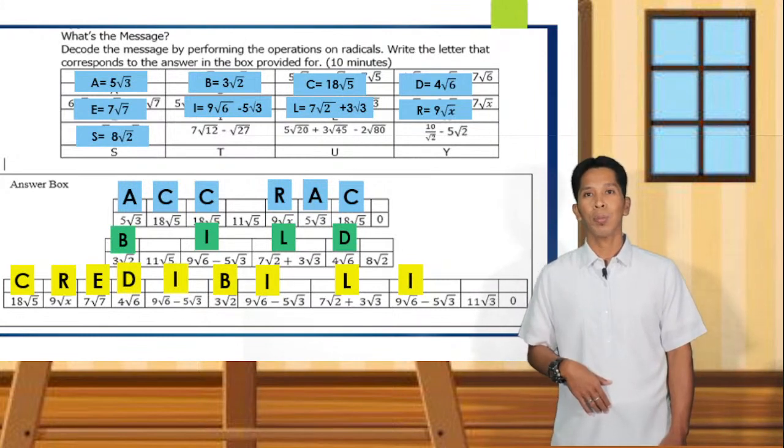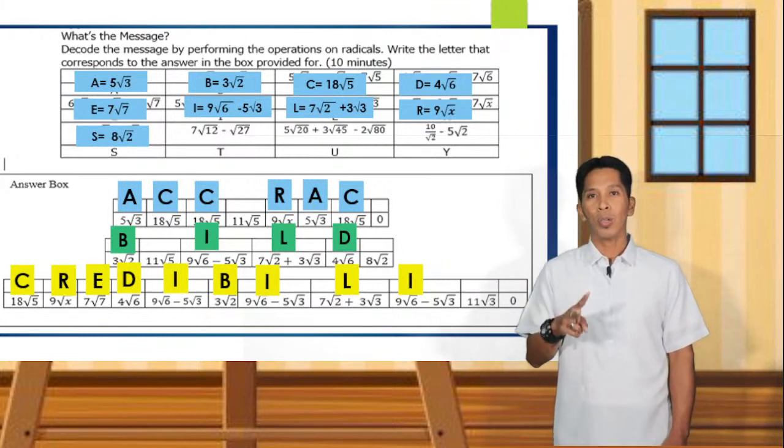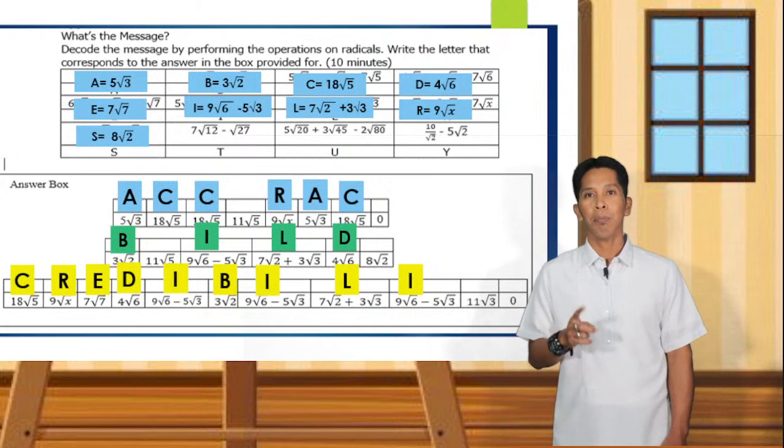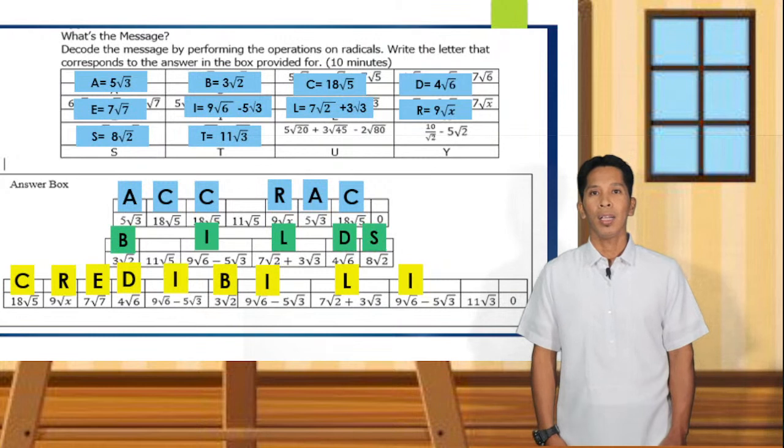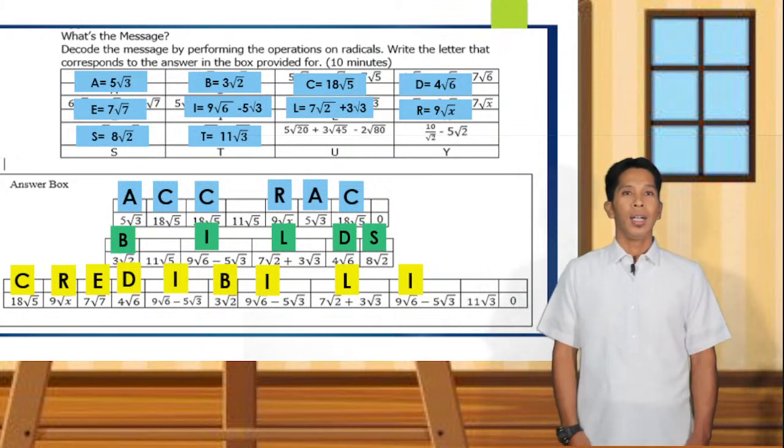So the answer will be 7 square root of 12 will be 14 square root of 3 minus 3 square root of 3. That is 11 square root of 3. Last two.